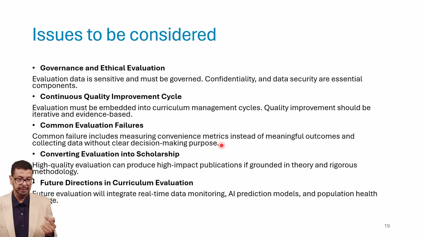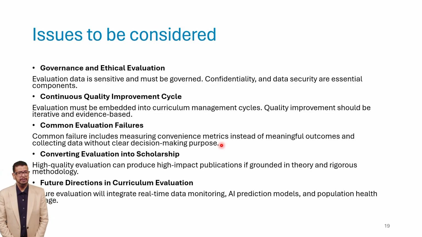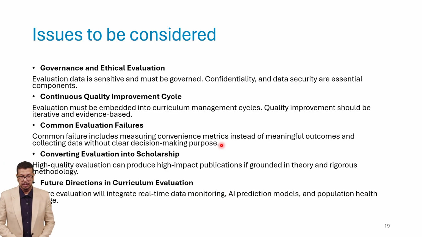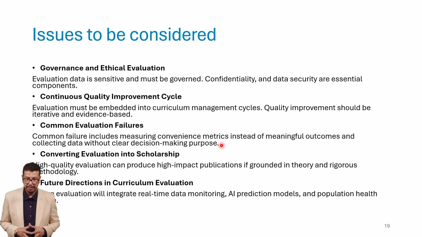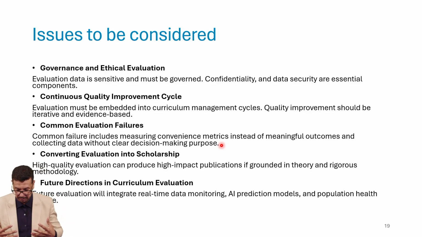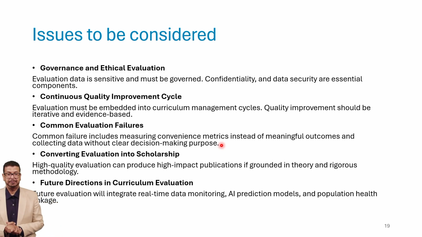Continuous quality improvement cycle. Evaluation is a continuous process. And we have to also consider the common evaluation failures. Common evaluation failures include measuring metrics instead of measuring the outcomes. It's very important also to convert evaluation into scholarship, because high quality evaluation can produce high impact publications, and you can help others to learn from your experience. And the future direction in curriculum evaluation will integrate real-time monitoring. We can use AI, prediction models, and population health linking.